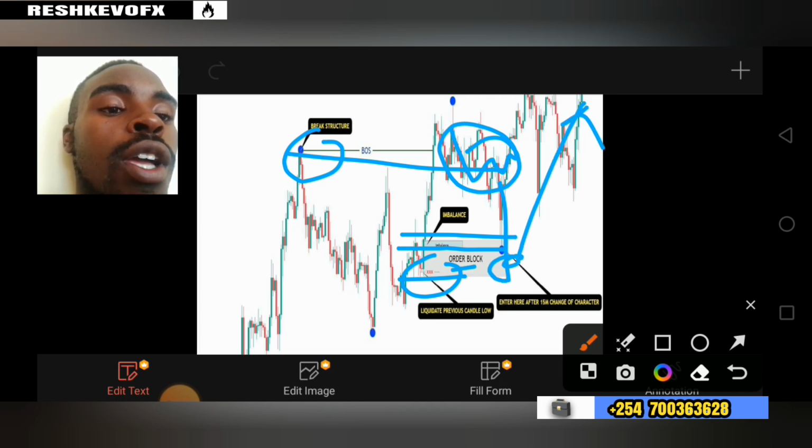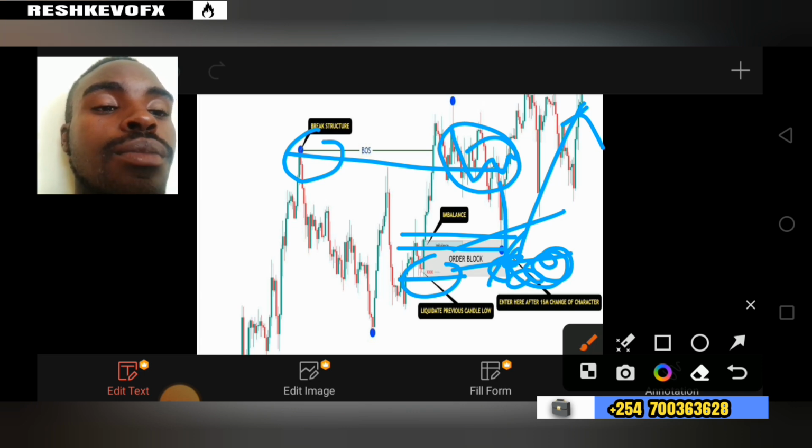So the financial institutions place their pending orders. This is an example of pending orders. There is something that we call buy stops, sell stops, buy limit, and sell limit.